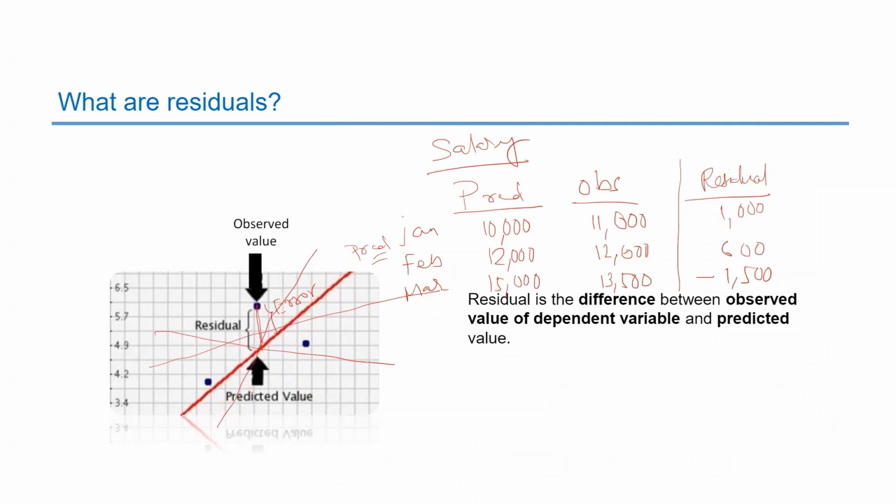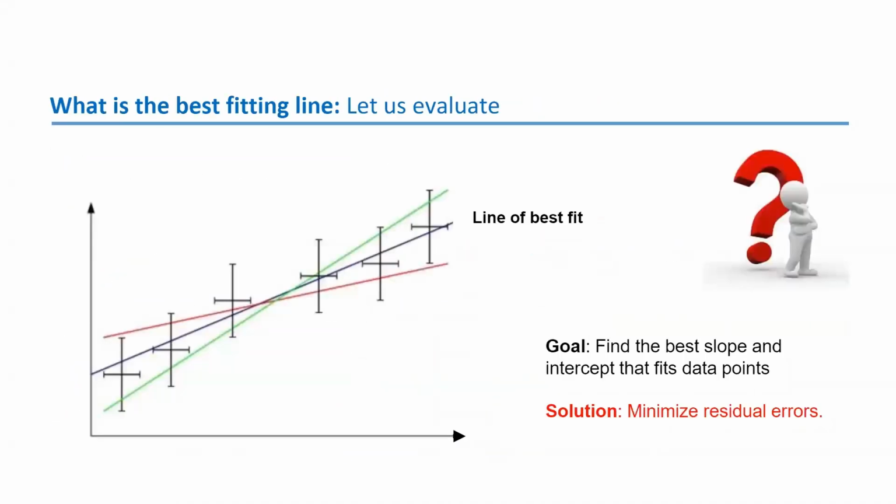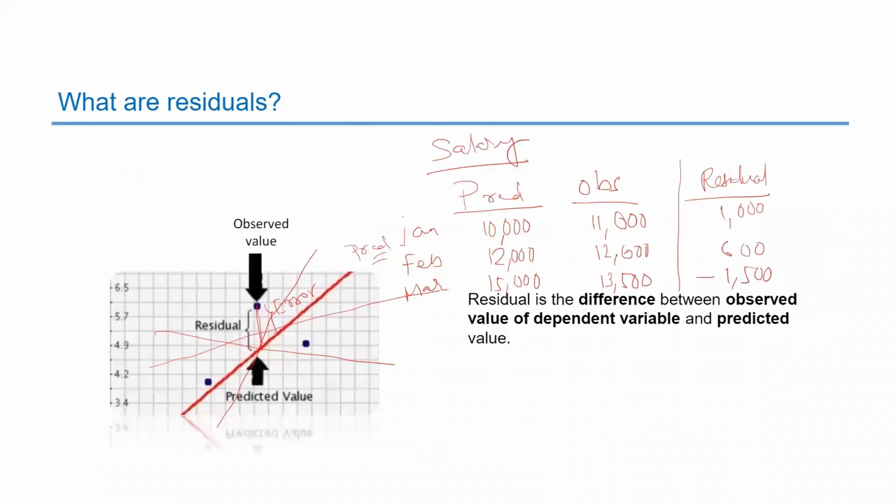But why have I drawn a line like this and I'm saying this is the best fit line? We have to understand, you can draw as many lines as possible, but there is only one line which is the best fit. And how can we calculate that? We have to find the best slope and the intercept that fit the data points, and we have to minimize the residual error. So the error which we have calculated here has to be the minimum. You can obviously understand that if I observe something which is exactly 11,000, in that case my residual would have been 0.